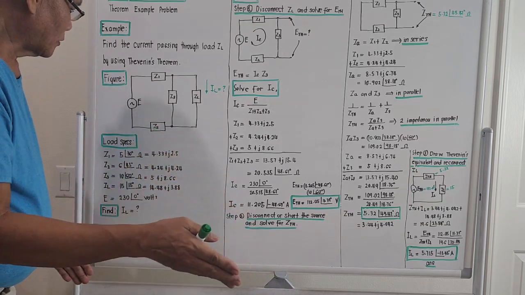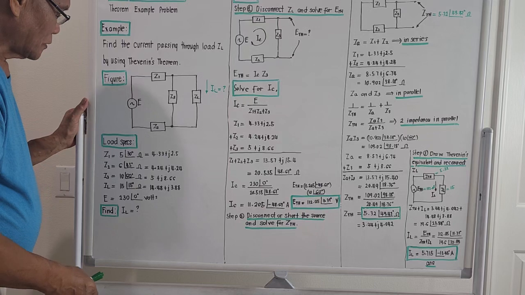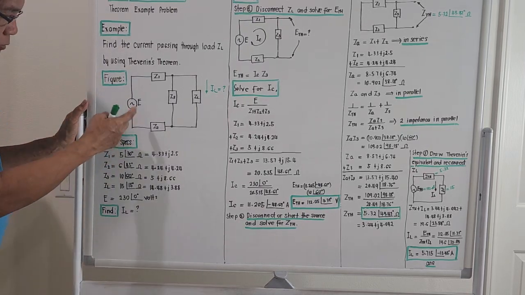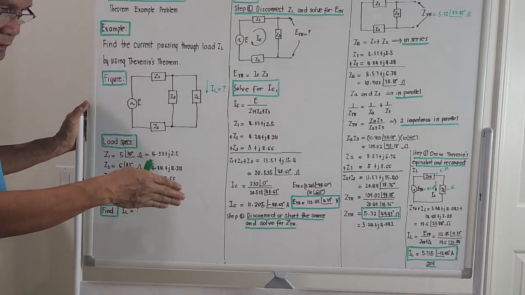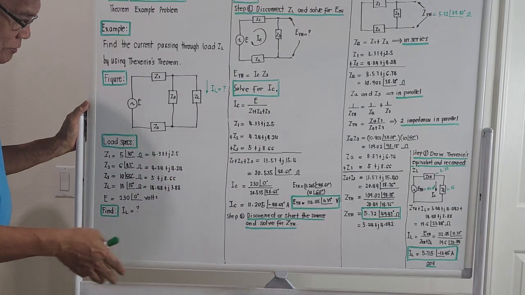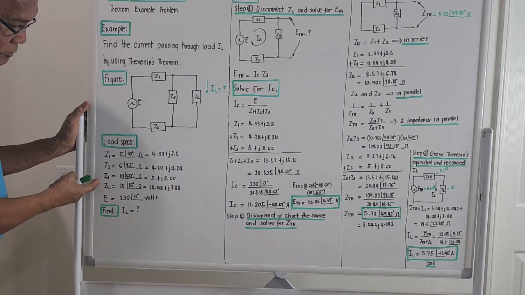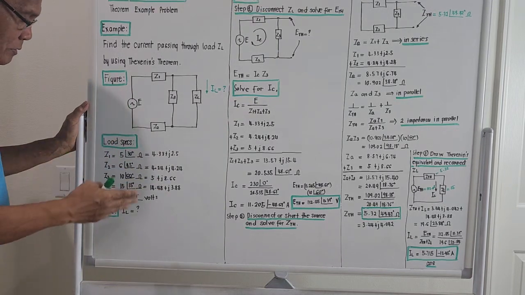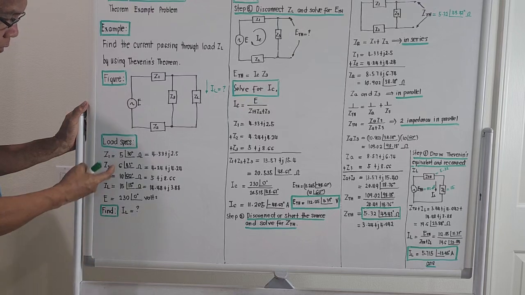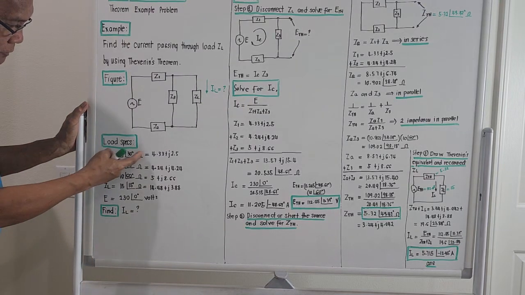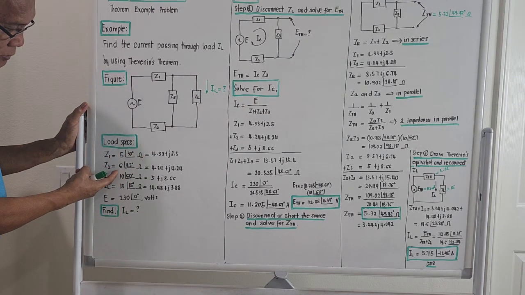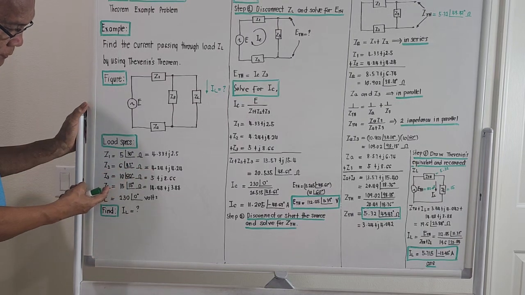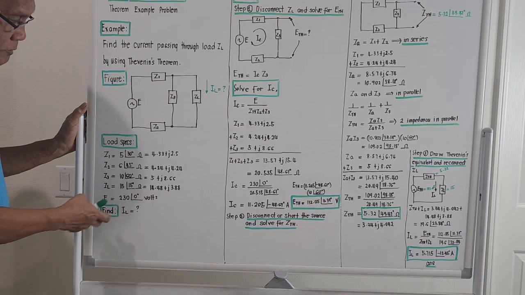Let's try to bring out the load specifications. All the parameters are actually impedances, right? Z1, Z2, Z3, and ZL. The applied voltage is also alternating. I will read the values. Z1 is 5 angle 30 degrees ohms. Z2 is 6 angle 45 degrees ohms. Z3 is 10 angle 60 degrees ohms. ZL is 15 angle 15 degrees ohms.